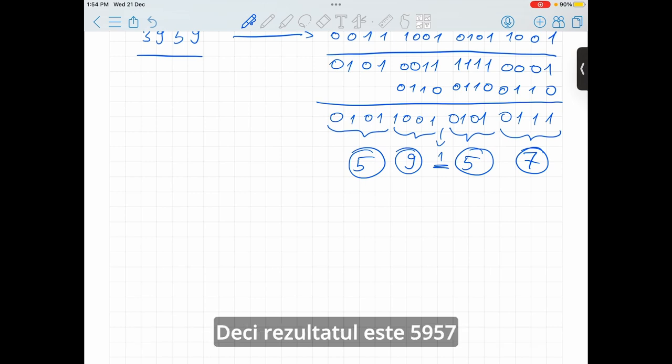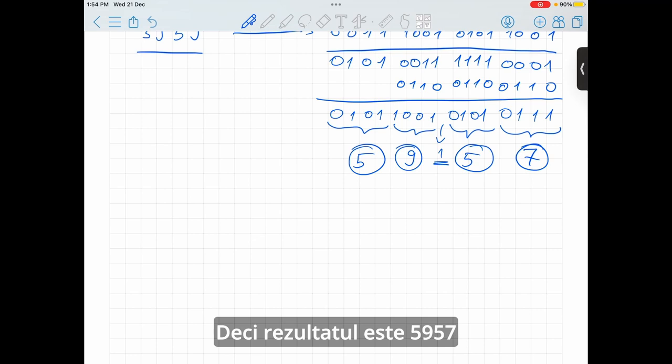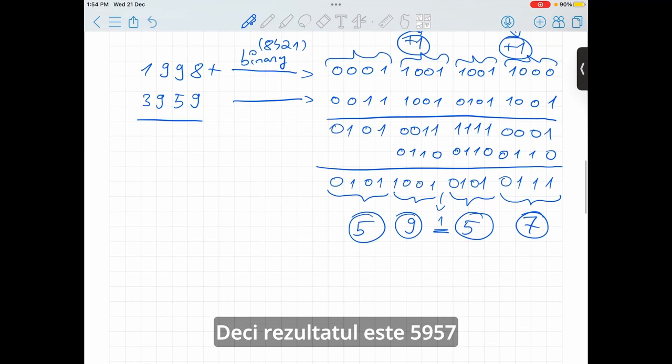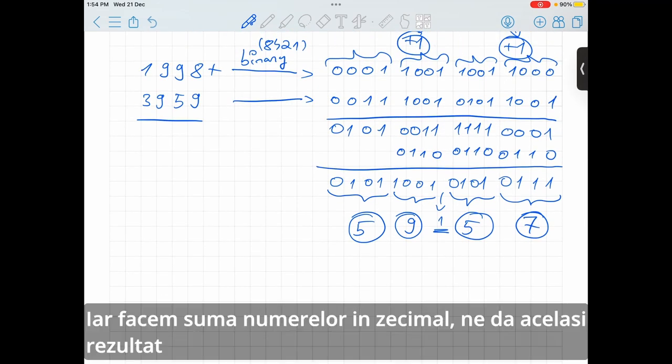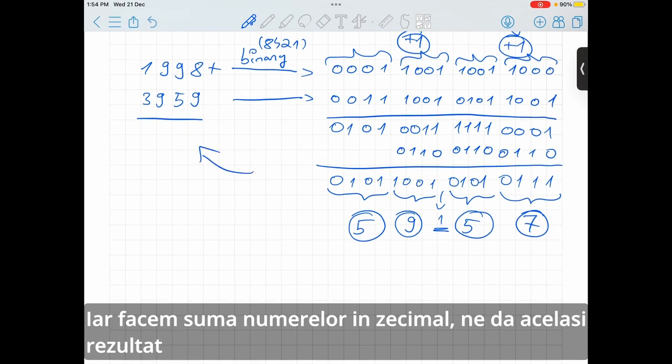So the result should be 5,957. And if we make the addition here, we will see that the result also in decimal will be 5,957.